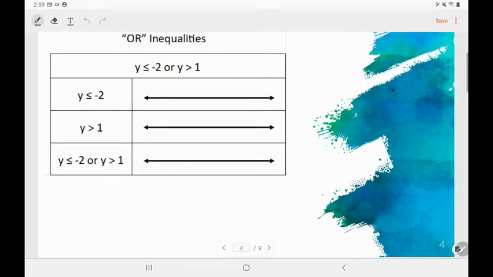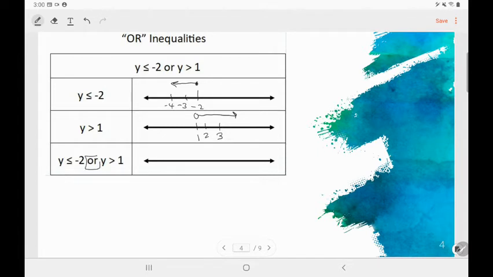An "or" inequality. So if I look at them separately, y is less than or equal to negative 2. Negative 2 is a solution, and anything less. If I look at the inequality, y is greater than 1, 1 is not a solution, and anything greater is also a solution. So that means I have numbers negative 3, negative 4, all solutions to the top one. 2, 3 are all solutions to the second inequality.